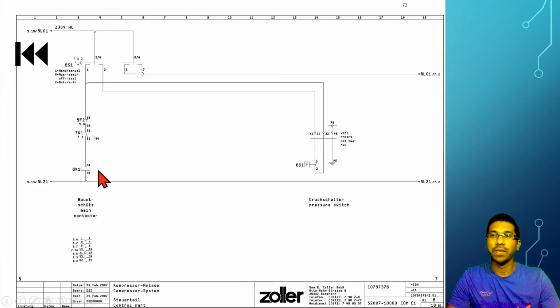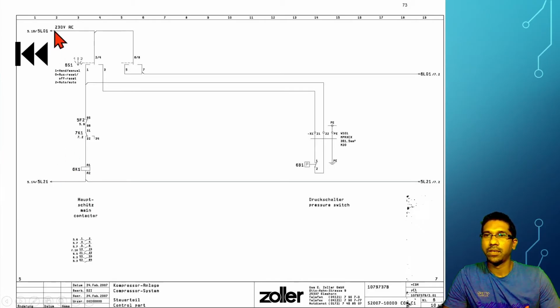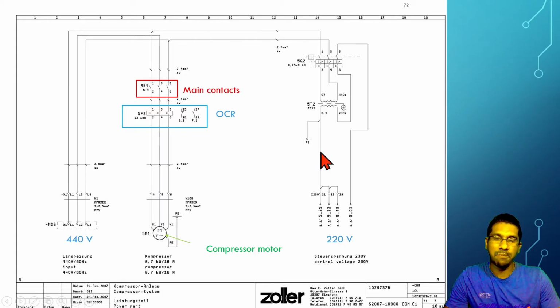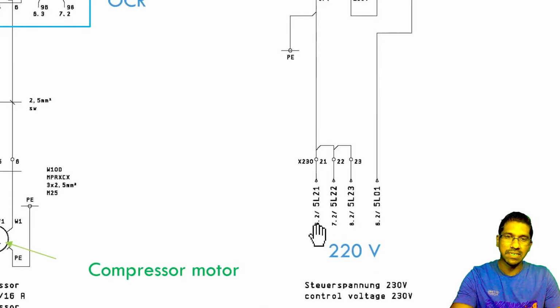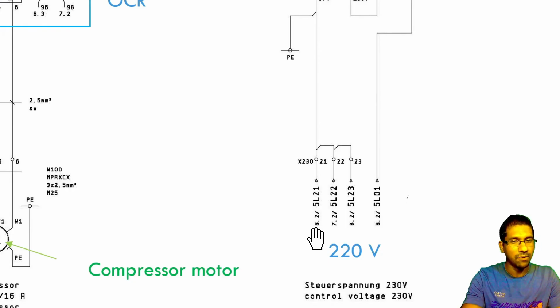Then this one is 6K1. This is the main contactor controlling coil. Here you can get the 230 volt AC control supply. If you carefully look at our previous power supply diagram, this is the 220 volt or 230 volt supply. It is coming from the step down transformer from the main supply, and then you can see this supply is going to page number 5.2. Here it mentions where it goes from. It will go to 5.2, 7.2, 8.2.